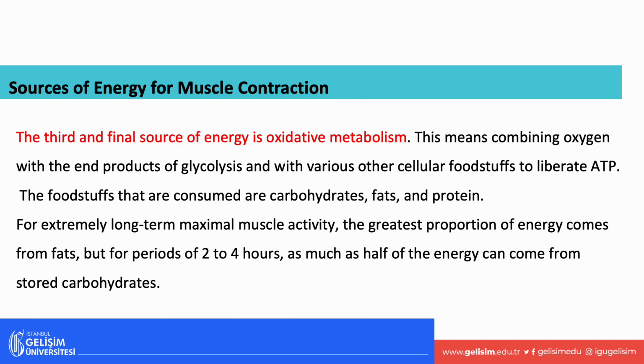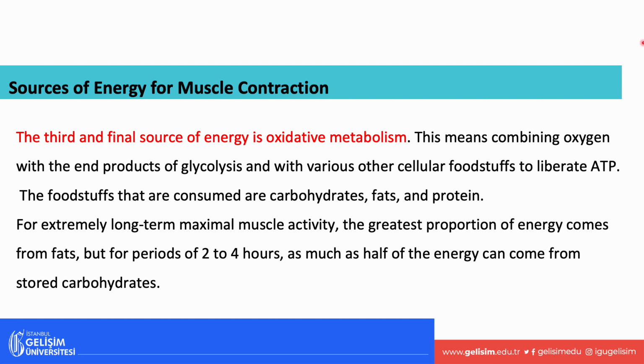All right, the third and final source of energy for muscle contraction is oxidative metabolism. This involves combining oxygen with the end products of glycolysis and other cellular foodstuffs to produce ATP. So these foodstuffs include carbs, fats, as well as protein.